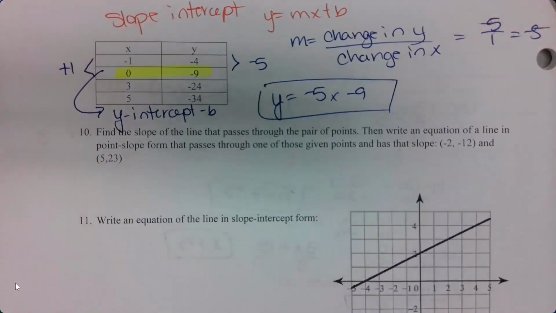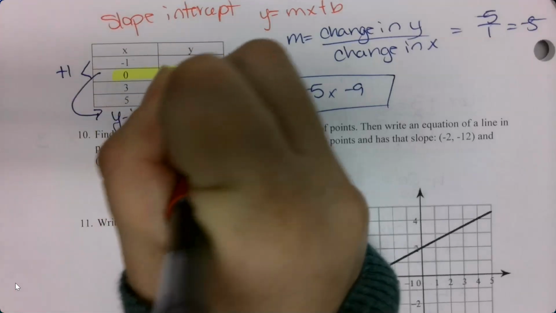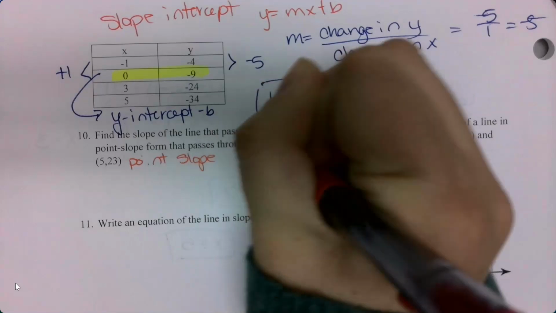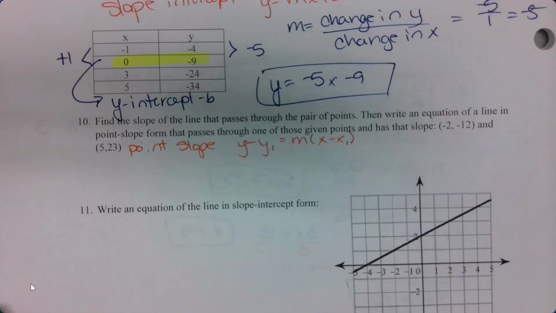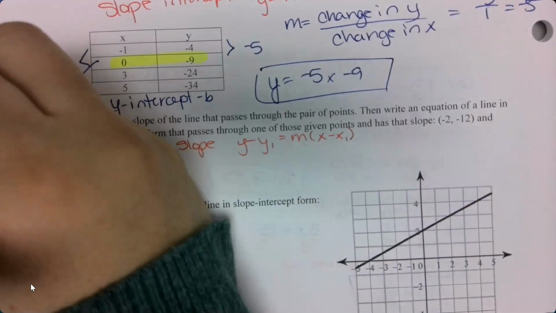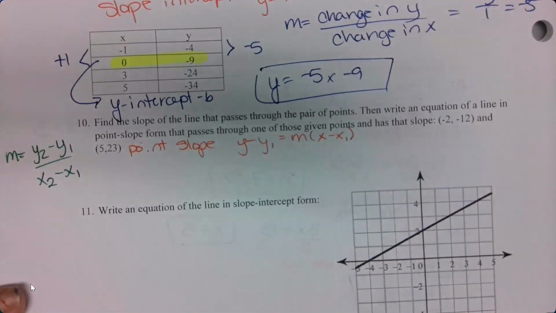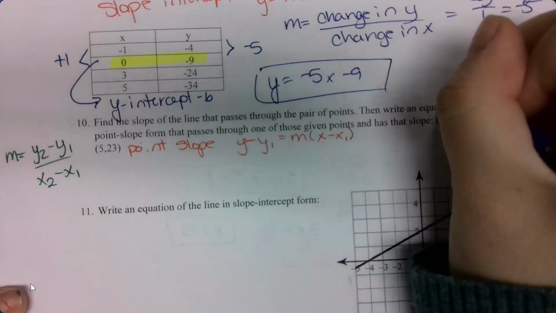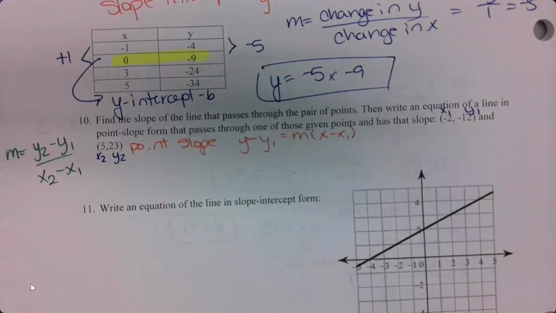Number 10 wants me to find the slope of the line that passes through a pair of points. Then write the equation of the line in point-slope form. Point slope is y minus y1 equals m times x minus x1. It gives me these 2 points. I need to use my slope formula to find my slope. So that is going to be y sub 2 minus y sub 1 over x sub 2 minus x sub 1. I'm just going to label my points x1, y1, x2, y2. Remember, it always goes in alphabetical order, and then my first set of points is my 1s, my second set of points is my 2s.